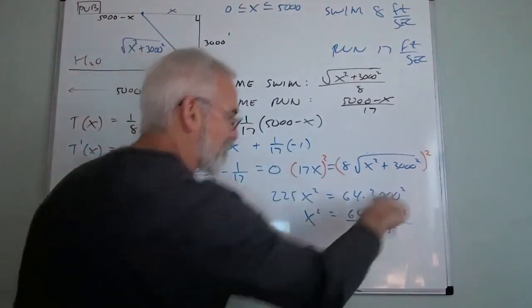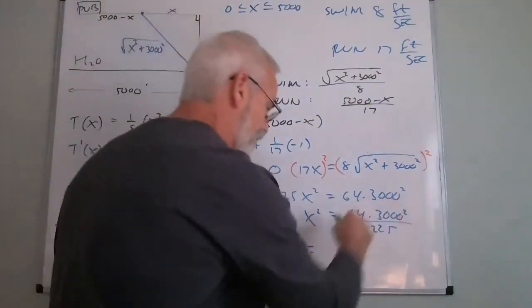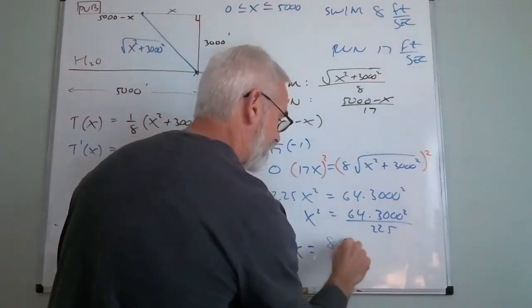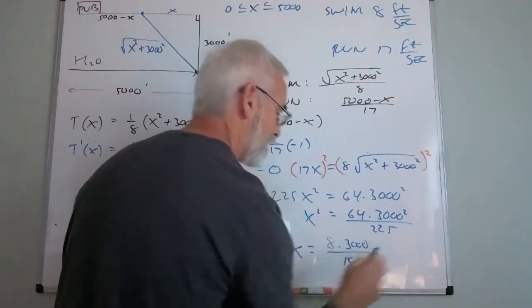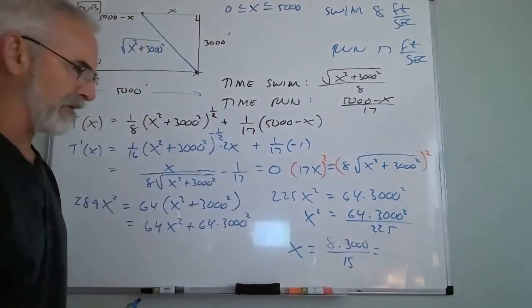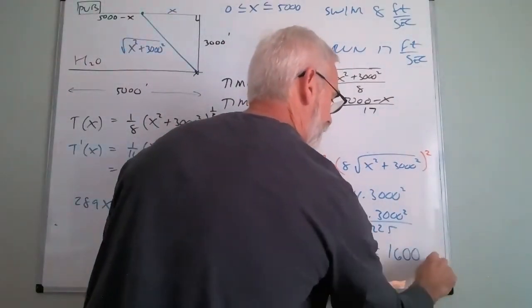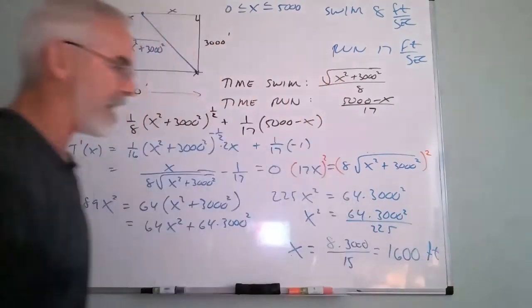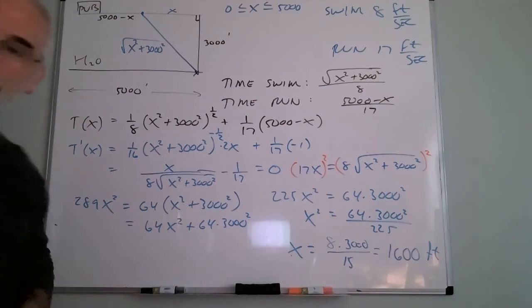So x is the square root of this. This is why I didn't square anything. When I take the square root of that, that's just going to be 8 times 3,000 over 15 squared. Turns out I didn't really need a calculator there. So I think that's going to be 1,600, and that's feet. That is not time, that is distance. So our x turned out to be an integer value.